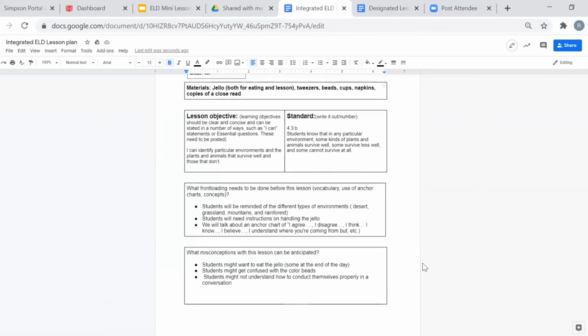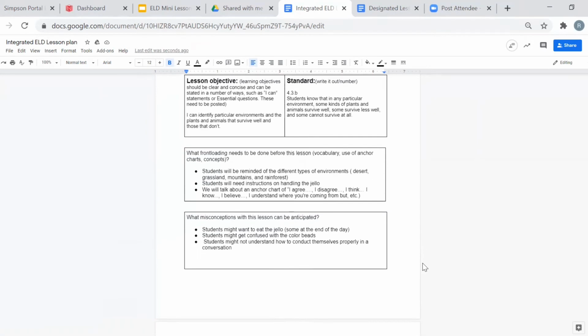My front loading for my lesson will be that students will be reminded of the different types of environments. This is a lesson that's going off of a previous lesson that has already been talked about. And so there will be a little bit of review of the different environments such as desert, grassland, mountains, and rainforest. The students will need instructions on handling the Jello. Therefore, I will take just 5 minutes discussing the etiquette of handling the Jello and the consequences if the Jello is not handled correctly.